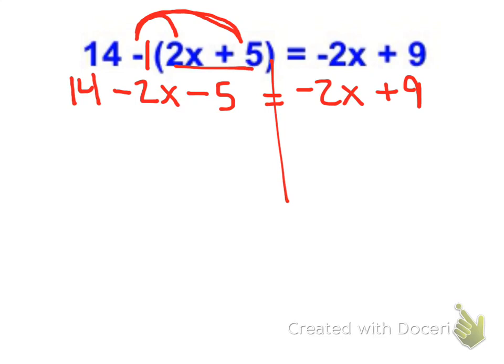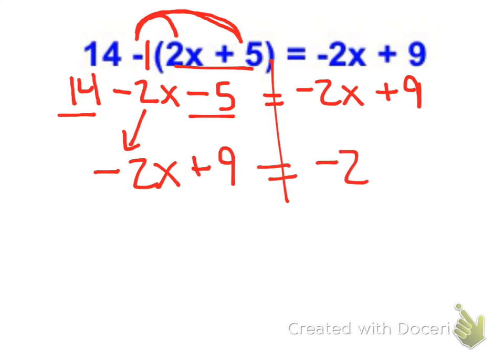All right, the second step of solving a multi-step equation is combine the like terms on each side of the equal sign. So over here we have 14 minus 5. 14 minus 5 is 9. And I like to keep the variables on the left side, so -2x comes first, and the constants last. And I said 14 minus 5 is positive 9 is equal to -2x plus 9.